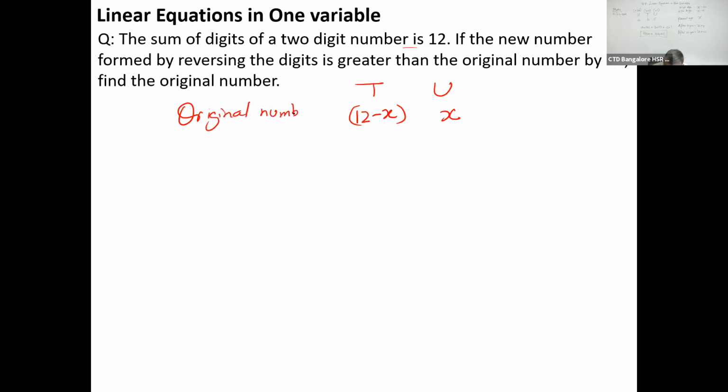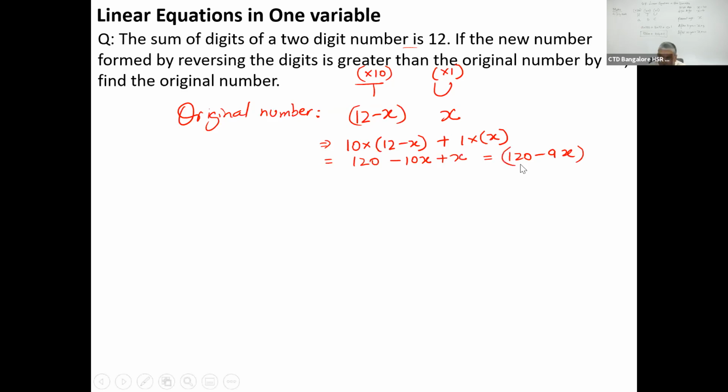Okay. So first thing is I have put the digits. Now based on these digits, you multiply by the place value to get the number. So your number will be 10 into (12 minus X) plus 1 into X. Correct? That is how you get your original number. So that is 120 minus 10x plus x, which is 120 minus 9x. So that is my original number.